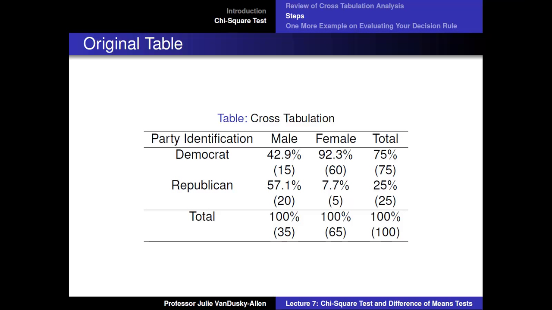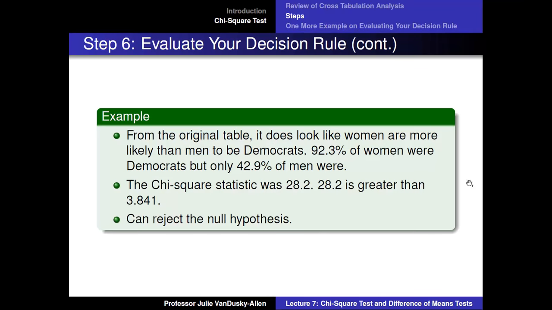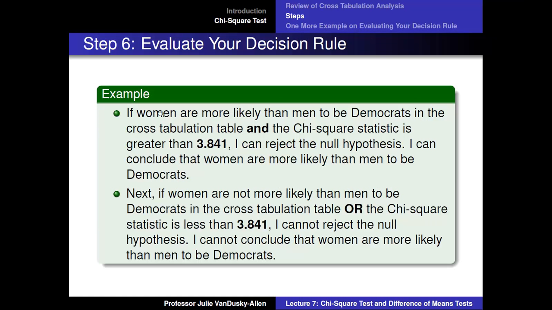92.3% of women were Democrats, but only 42.9% of men were. And the chi-square statistic was 28.2. 28.2 is greater than 3.841. So both of these conditions are met, so I can reject the null hypothesis.